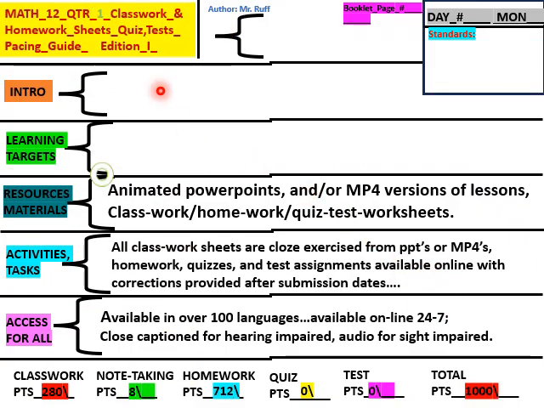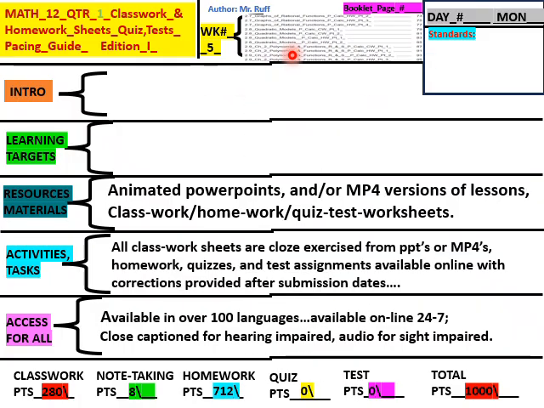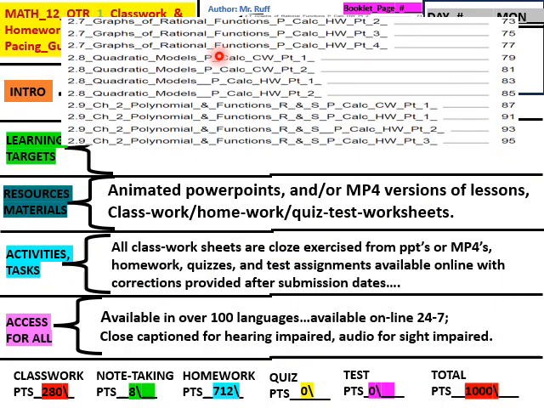So let's go right into Math 12 Quarter 1 week 5. So here's our lessons there. What are they? So we go into 2.7, graphs of rational functions, homework part 2, 3, and 4. And then we go into 2.8, quadratic models, classwork part 1, 2, and 2.8, quadratic models, homework part 1 and 2.